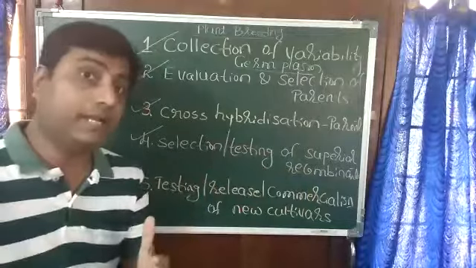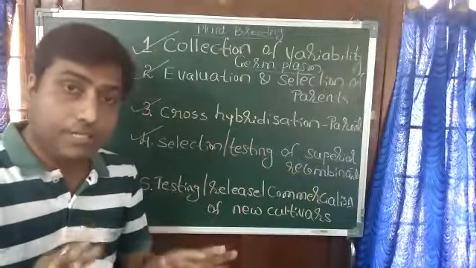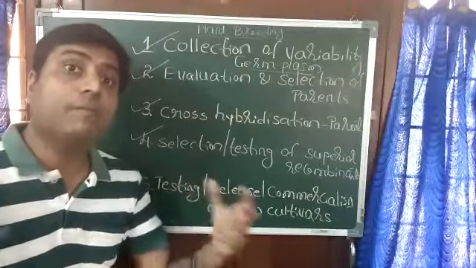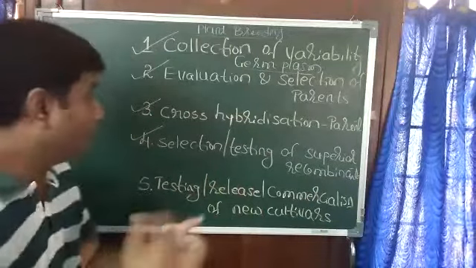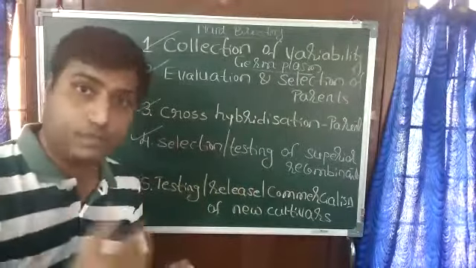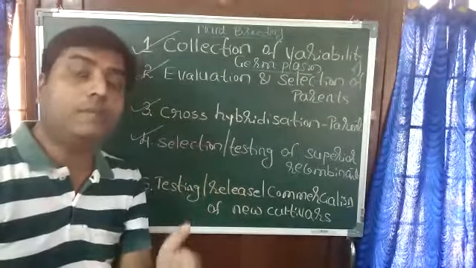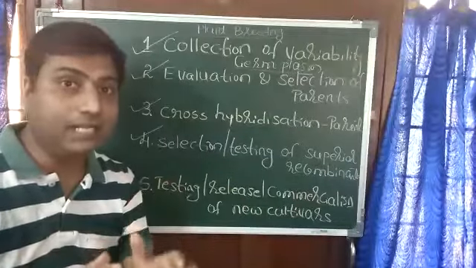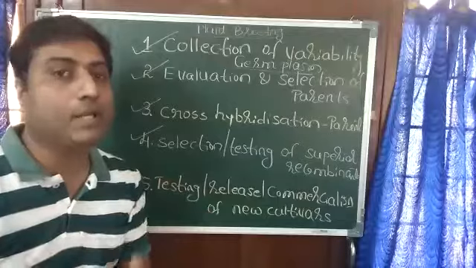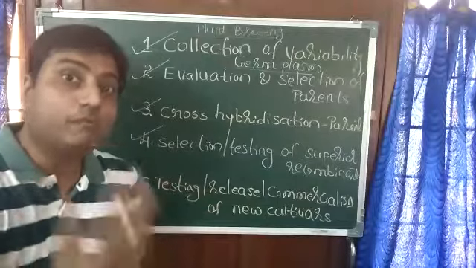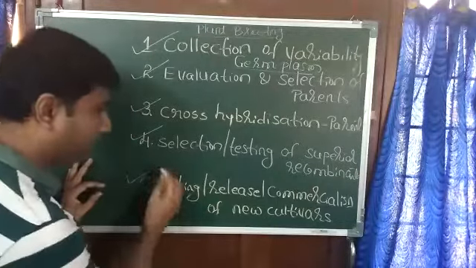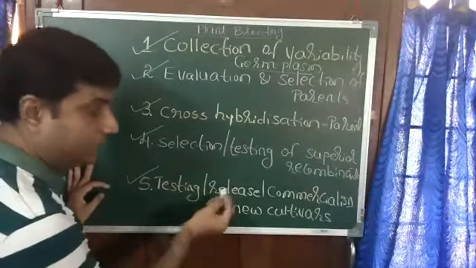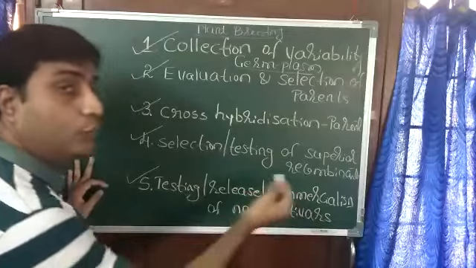Now it's not compulsory that all the progeny we get has the combined character. No, we have to go for selection and we have to test which recombinant has the best combination of characters, and that is called the superior recombinant. We will collect that. Next what? Finally, testing and release and commercialization of new cultivar.